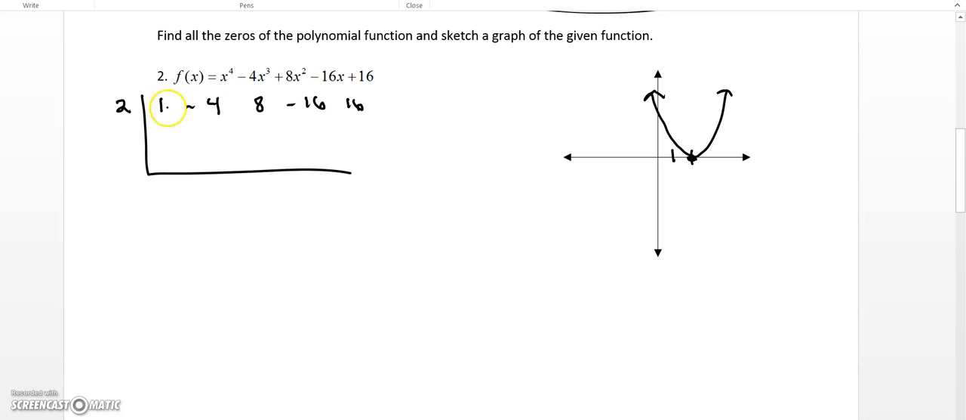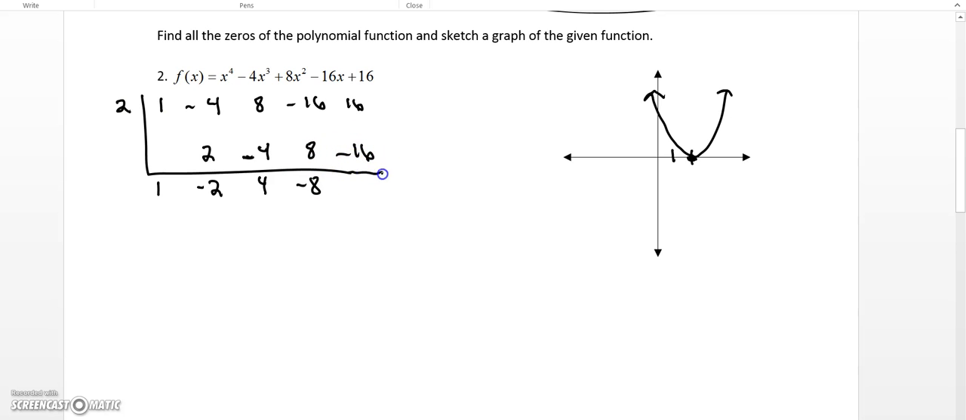All right, this 1 automatically drops down. Multiply 2 times 1 and get 2. Negative 4 plus 2 is negative 2. 2 times negative 2 is negative 4. 8 plus a negative 4 is 4. 2 times 4 is 8. Negative 16 plus 8 is negative 8. And 2 times negative 8 is negative 16.